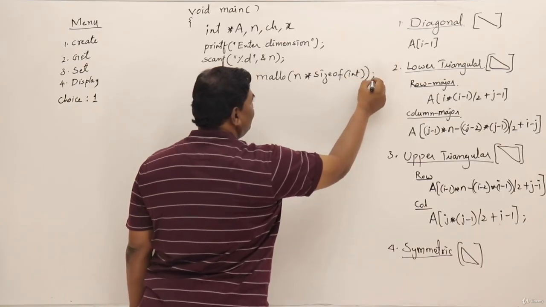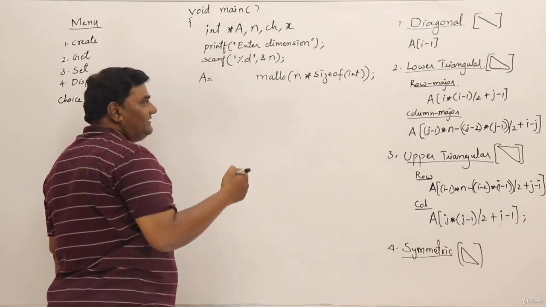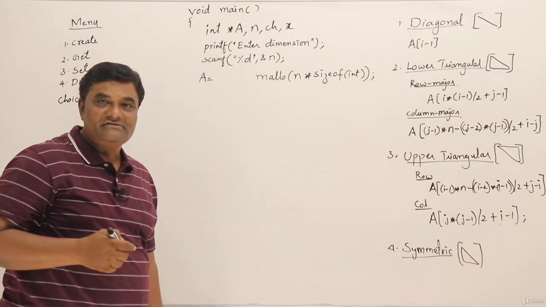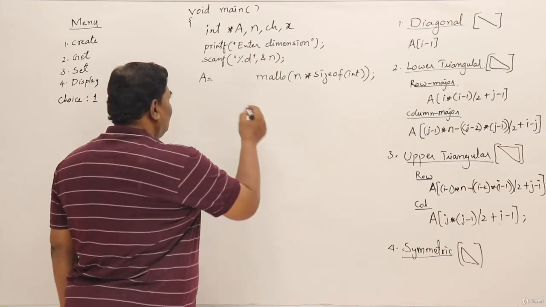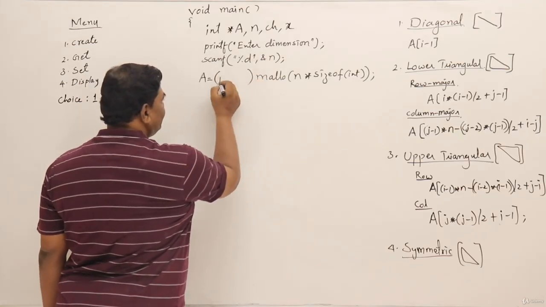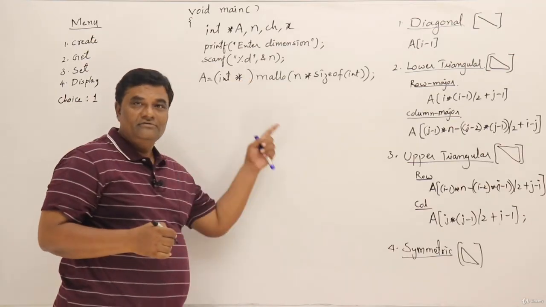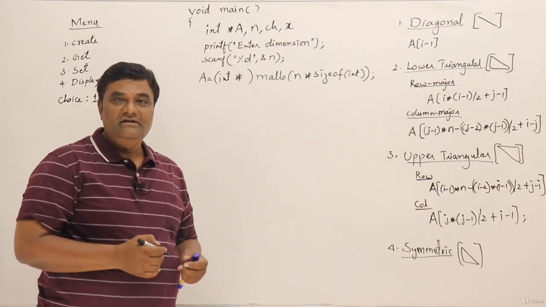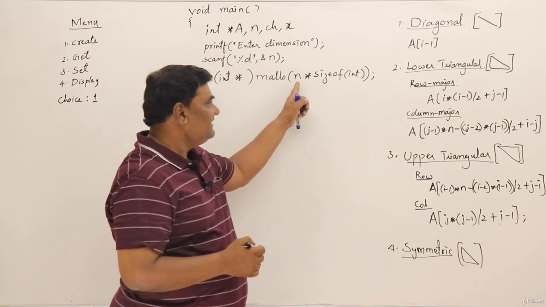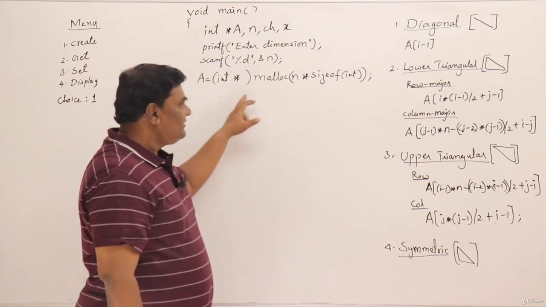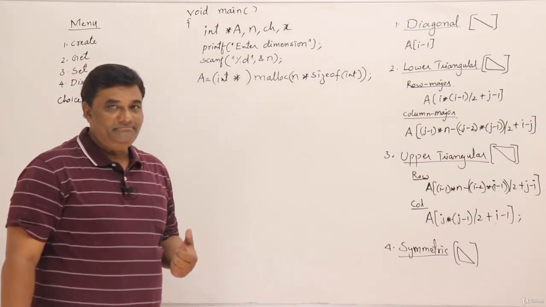This may be a 2-byte integer or 4-byte integer, whatever the size of an integer is, that size is taken. And I should typecast the pointer to type int. So this will create an array in heap of size n. So using malloc, we can allocate the memory in a heap.